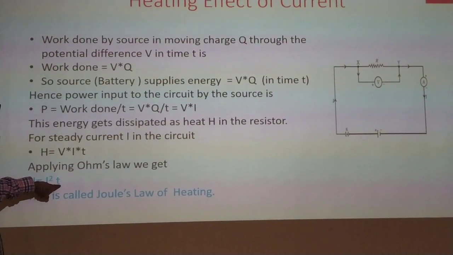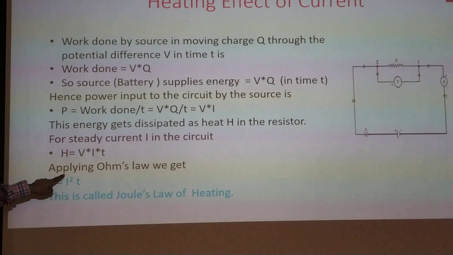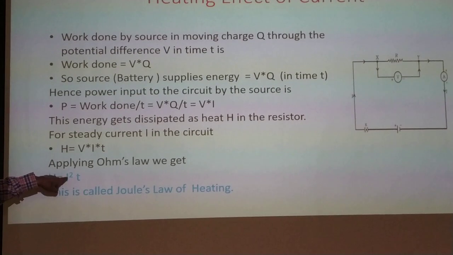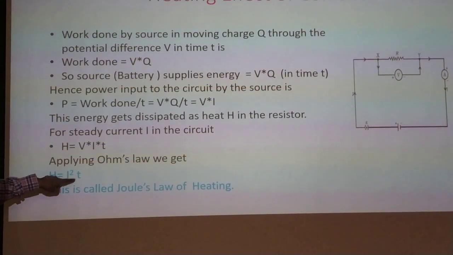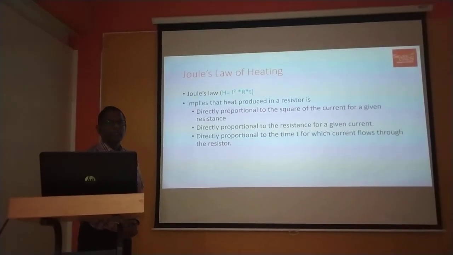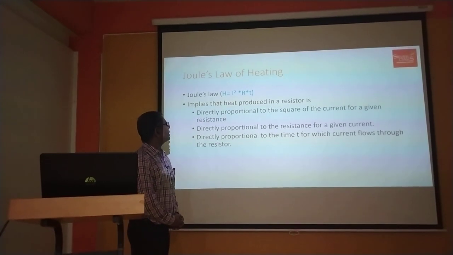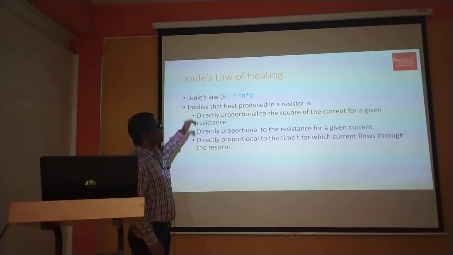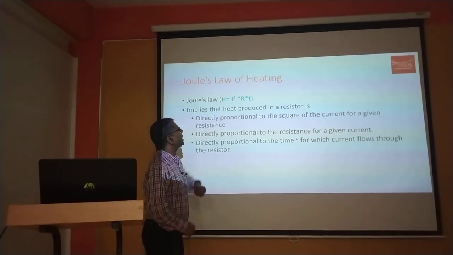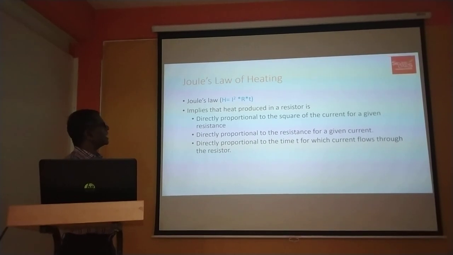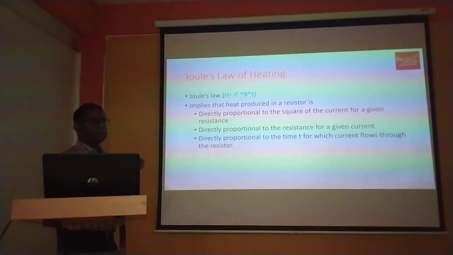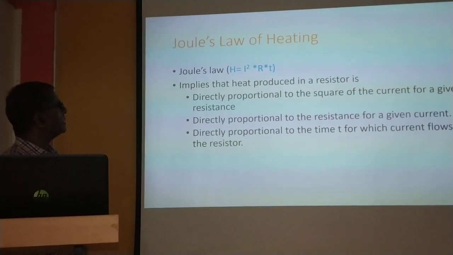There was a typing mistake on the slide, so kindly correct it. H is equal to I square R into T, because if you substitute the value of V, V is equal to I into R, so it becomes I square R into T. This heating effect is what we call Joule's law. Joule's law says that heat produced is equal to I square R into T, where I is the current, R is the resistance of the resistor, and T is the time for which the current flows through the circuit.